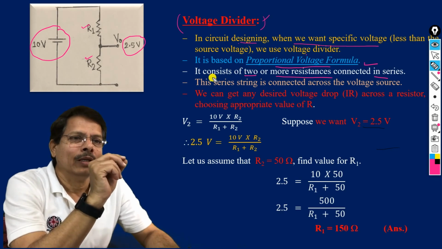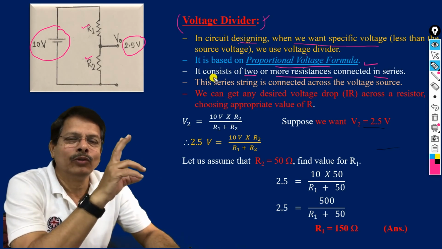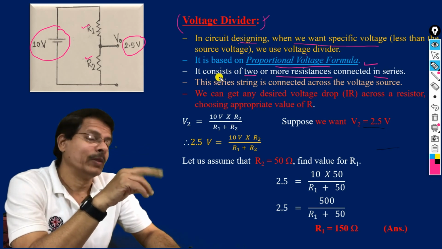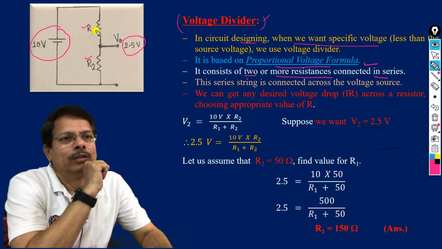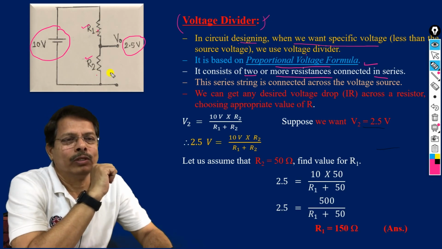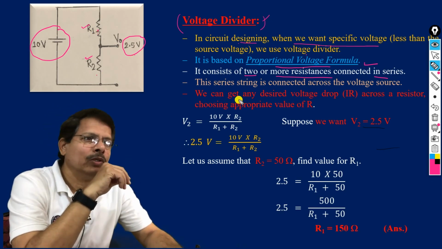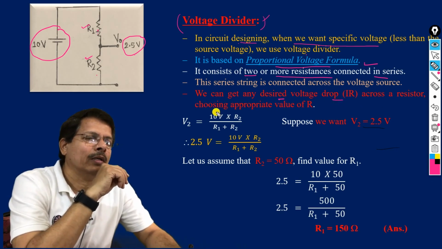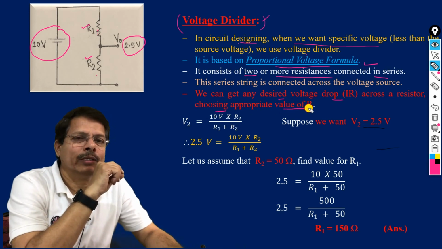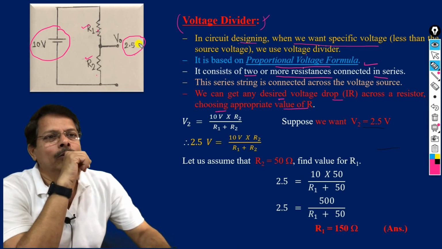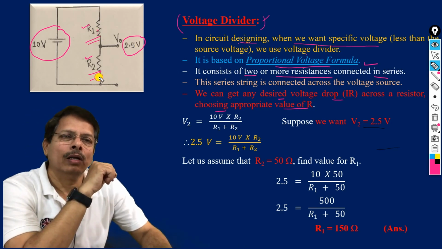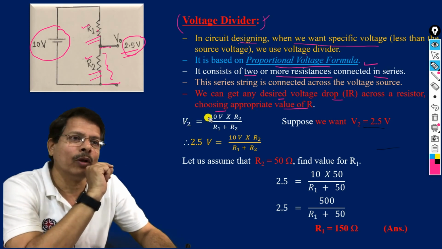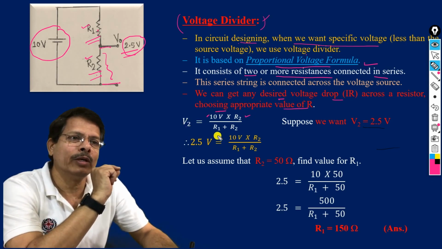So what is this? This voltage divider requires a minimum of 2 resistors, right? And then you just have to choose the values of R1 and R2 in such a way that you get the desired voltage. Let us see. So we can get any desired voltage drop across a resistance, and for that you have to choose an appropriate value of that resistor. So suppose you have R1, R2, and you want to take 2.5 volt across this. So V2, using the proportional voltage formula, is total voltage into resistance of interest upon sum.